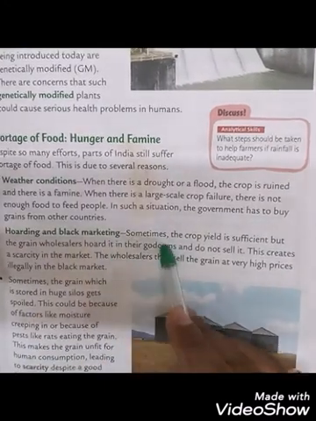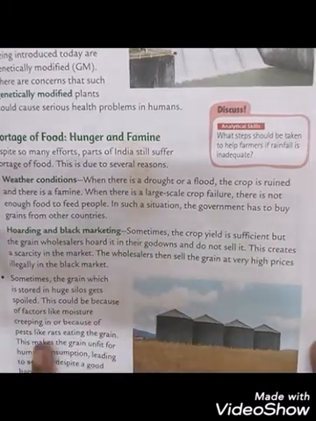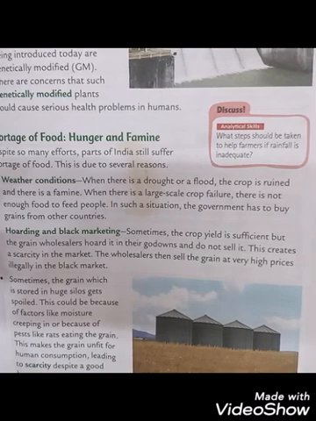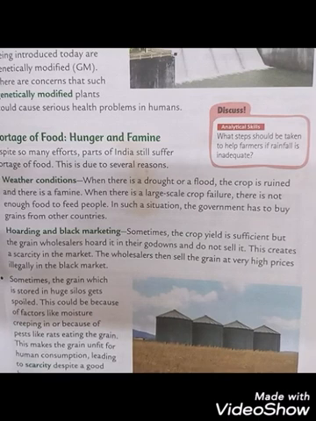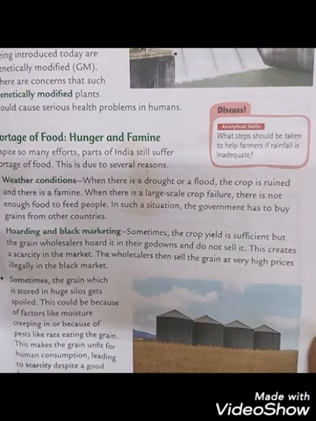Hoarding and black marketing. Sometimes the crop yield is sufficient, but the grain wholesalers hoard it in their godowns and do not sell it. So even if the production is much more, the wholesalers store it in their godowns and do not sell it. This creates scarcity in the market. Then they sell it in the market at high prices illegally, which is called the black market, and they earn their profit. So this also creates a scarcity of food in the country.